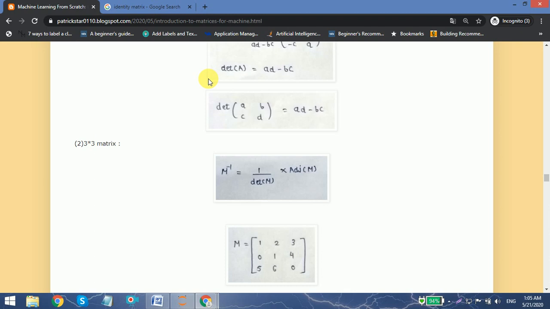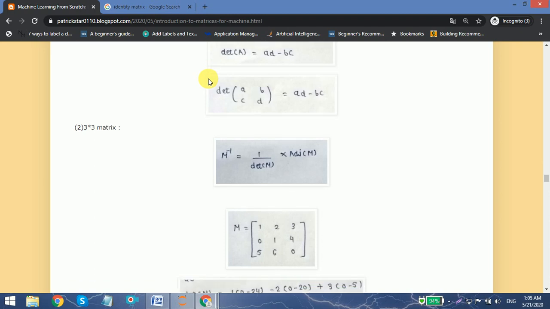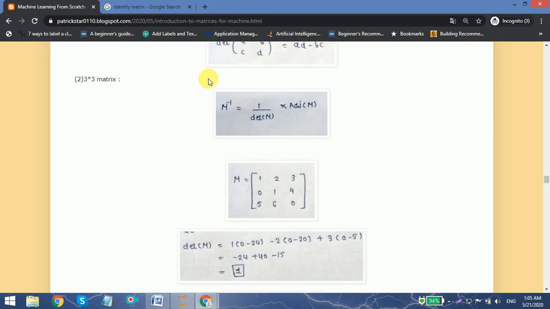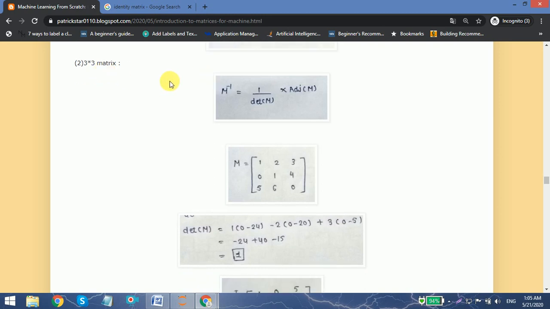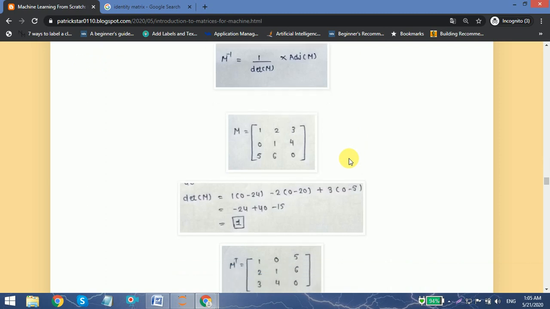But the inverse of a 3 cross 3 matrix is a little bit complicated process. But I have simplified it a bit so you can easily understand. So here is the 3 cross 3 matrix. The M inverse, or the matrix inverse, equals 1 upon determinant of M into adjoint of M. Now adjoint is a new term for us, so we are going to see it with an example. See, the determinant is very easy to find for a 3 cross 3 matrix.